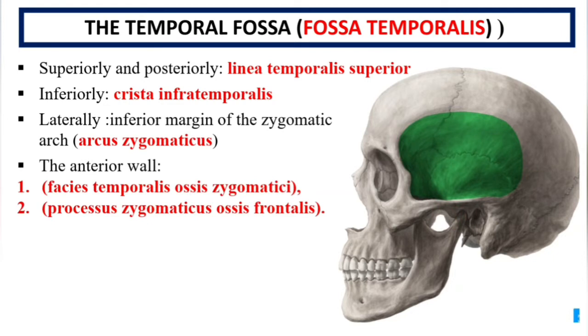And then the anterior wall. The anterior wall is the temporal surface of the zygomatic bone, facies temporalis ossis zygomatici, and the processus zygomaticus ossis frontalis, right? That's the zygomatic process of the frontal bone here.